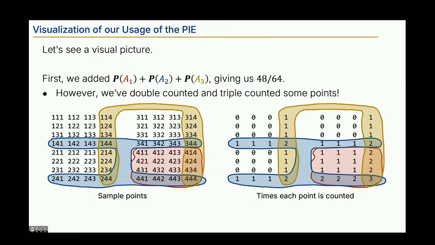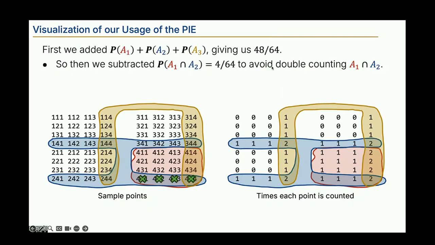Visually, here's what was happening. You've already seen this, but I want to make it very clear what's going on. In my sample space, these are all the sample points. When we added A1, A2, and A3, we got 48/64, 75%. That's too high. On the right I have a diagram showing how many times we counted each point. Why is this one 3? Because it's at the intersection of the red, the blue, and the yellow. So if you only add up these numbers, you get an upper bound. The probability is definitely less than 48/64, but it's too big.